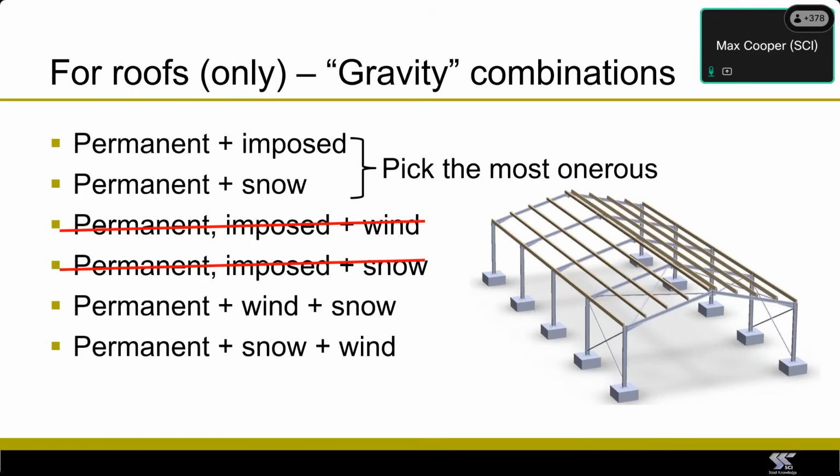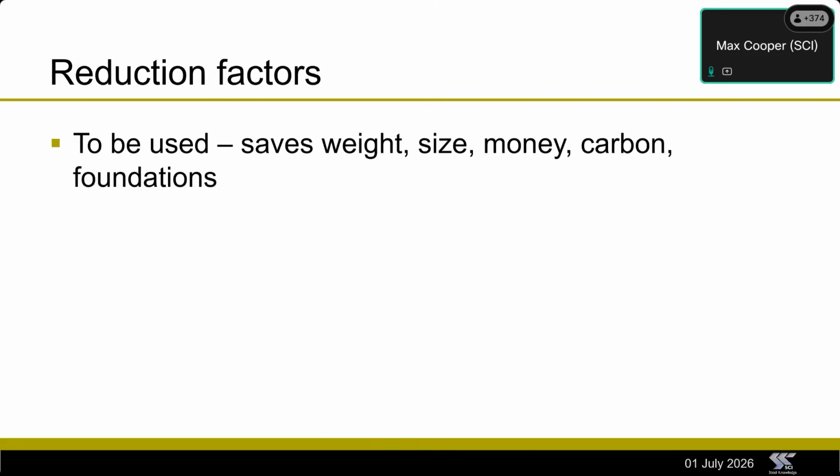So if we're looking at the combination of gravity loads, we need to look at the combination of permanent and imposed, permanent and snow, and then pick the more onerous of the two. We do not need to consider permanent, imposed, and wind together, and we do not need to consider permanent, imposed, and snow together, but we do need to consider permanent, wind, and snow in combination, and we need to consider each one with either wind as the leading variable action or snow as the leading variable action. So that's the summary of combinations.